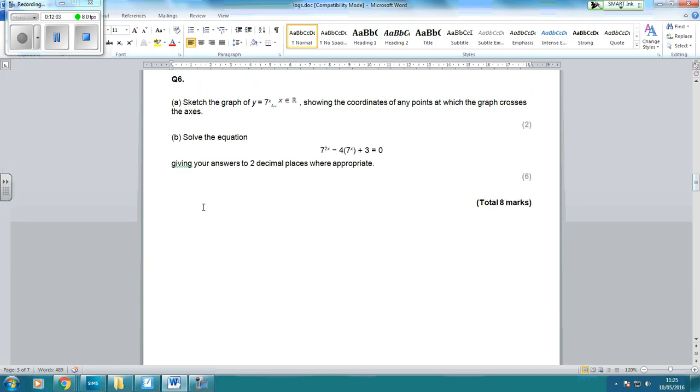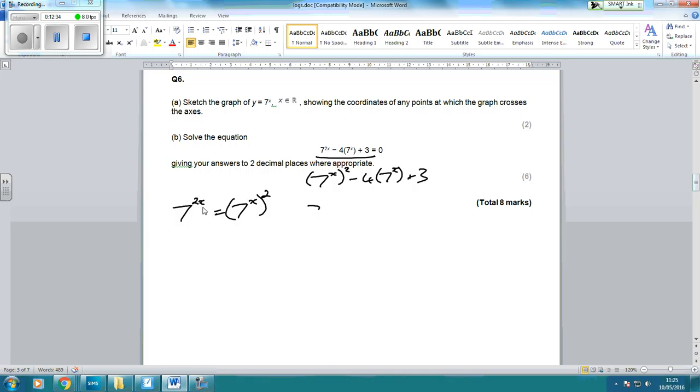So this 7 to the power of 2x, one of the indices laws that you should know, we can actually write that as 7 to the power of x to the power of 2. Because if you've got powers raised to powers, you just multiply them together. So we can actually write this out as 7 to the power of x squared minus 4 lots of 7 to the power of x plus 3. And then we just solve it like a quadratic.